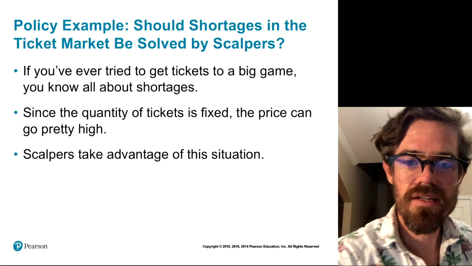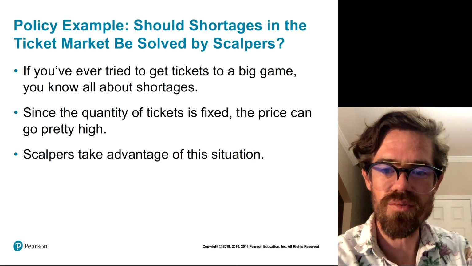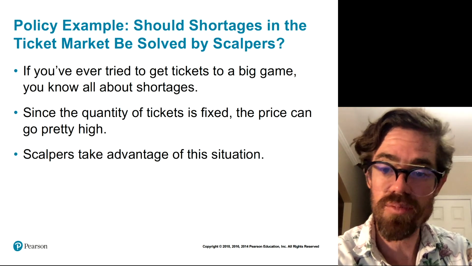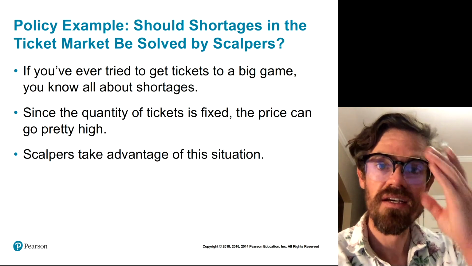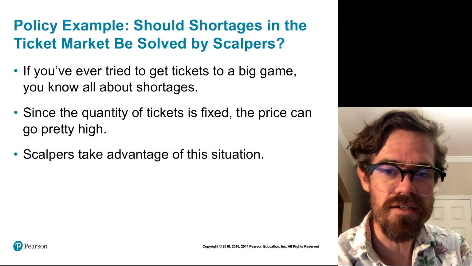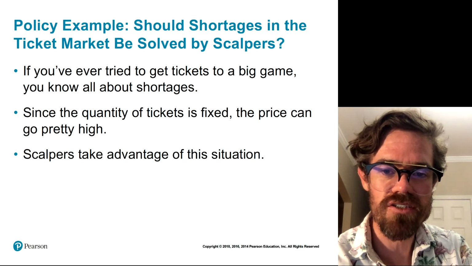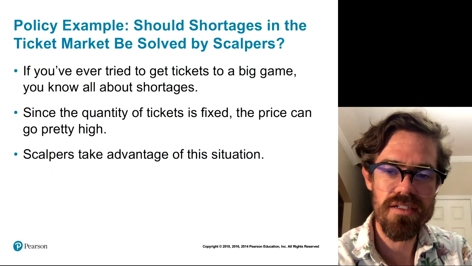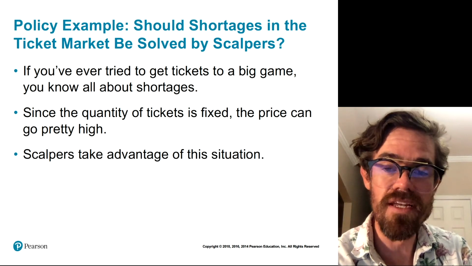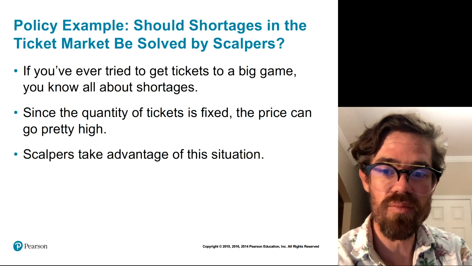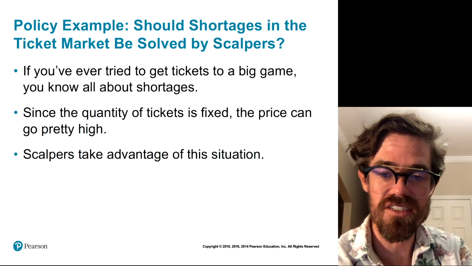All right, another policy example to think about with regard to this. Should shortages in the ticket market be solved by scalpers, right? So people scalping tickets. If you've ever tried to get tickets to the big game or maybe a concert by a famous musician, you probably are familiar with shortages, right? Tickets selling out within minutes or hours, really high prices, hard to find tickets. Given the price, more people would have bought a ticket than there are actually seats in the stadium.